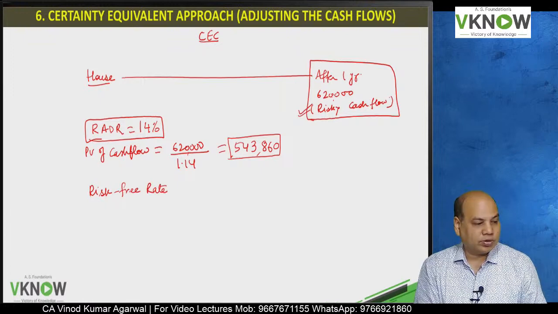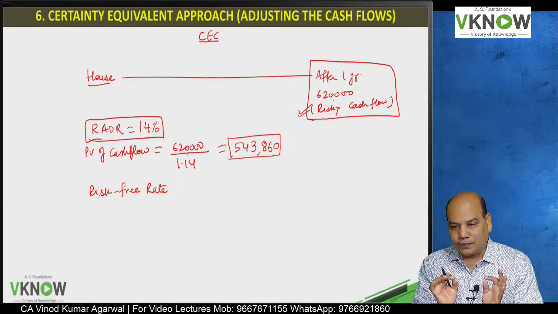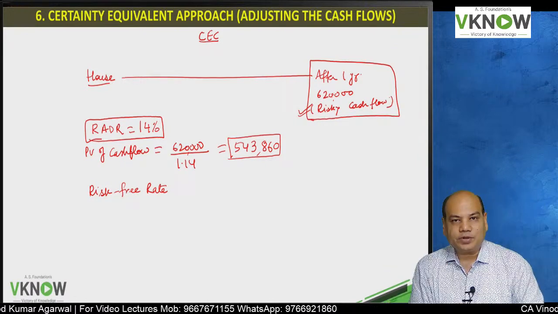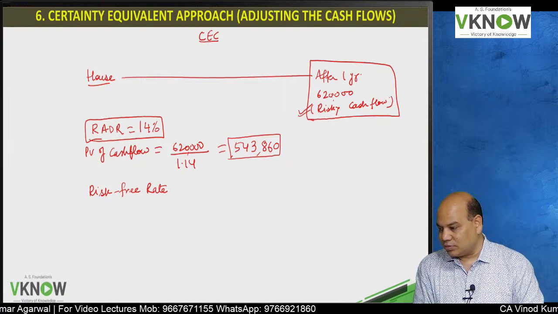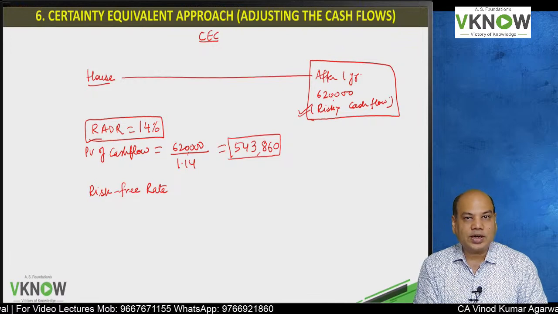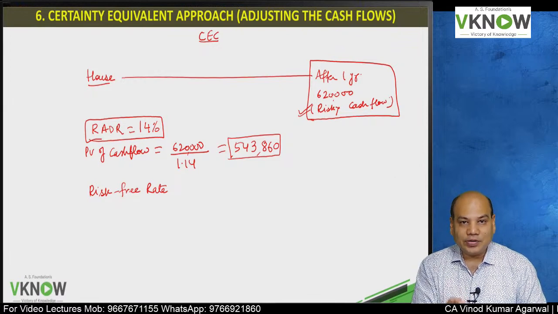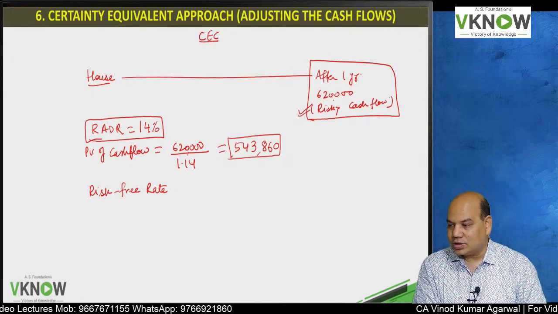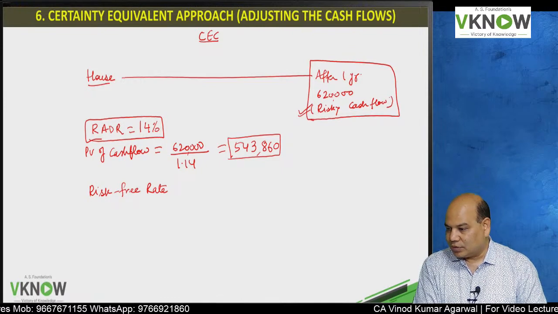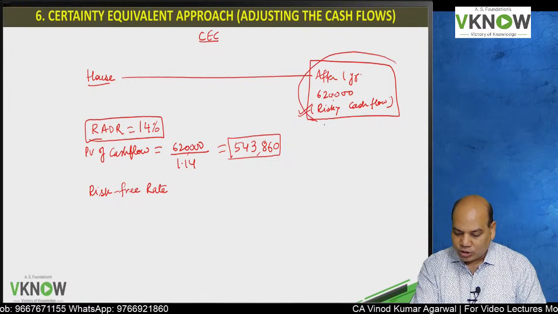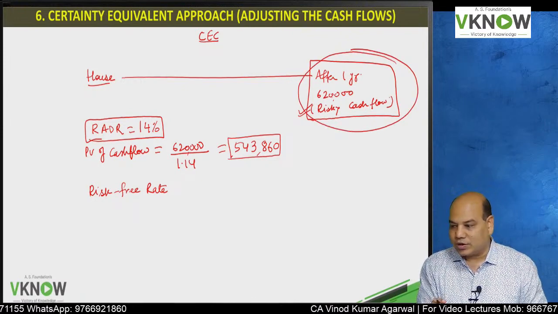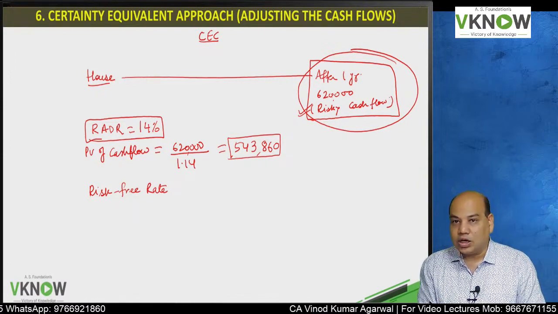What is your view? A friend is willing to give me an assurance that he is going to purchase the house after 1 year for 6,20,000. Should I charge him 6,20,000 or should I charge him less than 6,20,000 or more than 6,20,000? What do you think? If somebody is willing to give you an assurance about purchasing the house after 1 year, you are going to charge him less amount. But how much less amount?